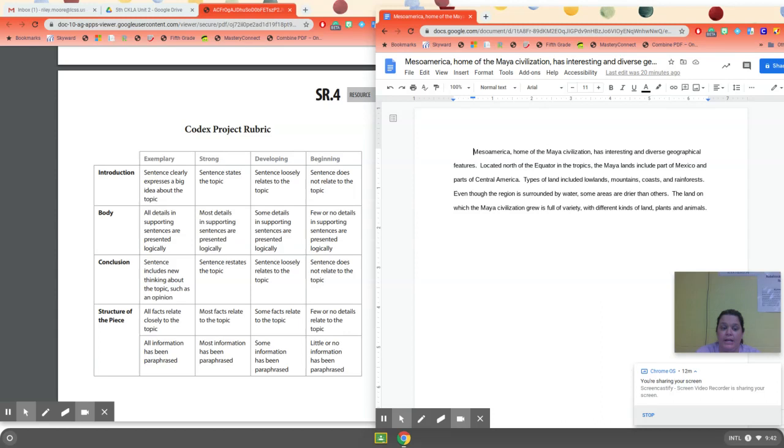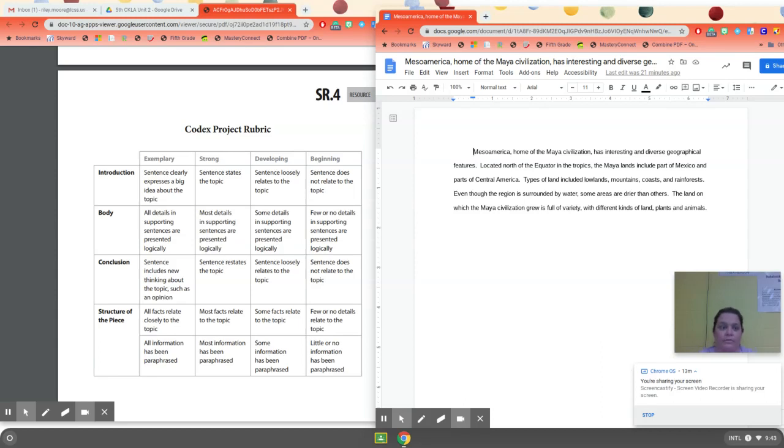And what we're going to do, we're going to read it and we're going to see how I would grade it on the CODEX project rubric. Mesoamerica, home of the Maya civilization, has interesting and diverse geographic features. Located north of the equator in the tropics, the Maya lands include part of Mexico and parts of Central America. Types of land included lowlands, mountains, coasts, and rainforests. Even though the region is surrounded by water, some areas are drier than others. The land on which the Maya civilization grew is full of variety, with different kinds of lands, plants, and animals.